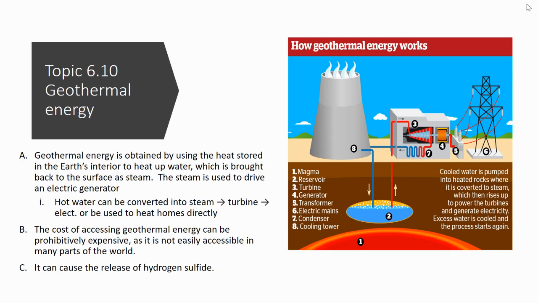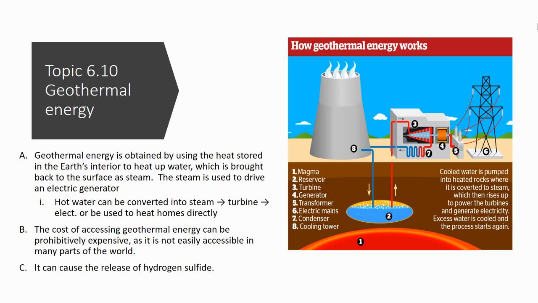So here in 6.10, this discusses a renewable energy source known as geothermal. Now, geothermal energy is obtained by using the heat that's stored in the Earth's interior, hence the name geothermal. That heat is going to heat up water, which is then brought to the surface as steam. That steam is then used to drive an electric generator. And obviously, this is pretty much a pattern that we've seen throughout our Unit 6. Typically, electricity generation is made in very similar ways using all different types of fuel sources.